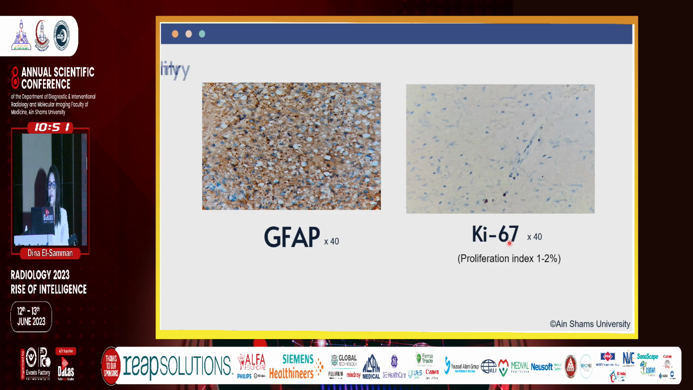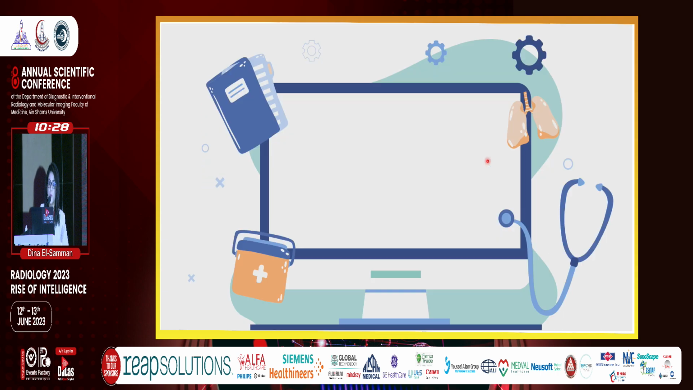On immunohistochemistry, we had a nicely positive GFAP. GFAP is a stain that we use to prove the glial nature of the tumor. So we had a positive GFAP, then we have a glial tumor. Again, we did a Ki-67, and it showed a low proliferative index of 1 to 2%, to say that we are dealing with a low-grade tumor.